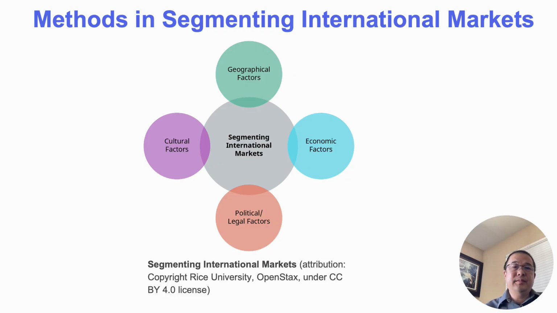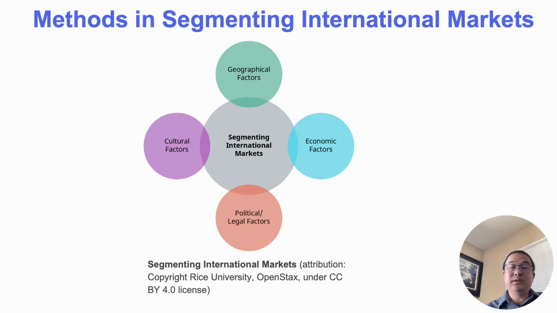Number three, political and legal factors. Companies group markets based on government regulations and legal systems. Important factors include trade regulations, taxes, import and export laws, consumer protection laws, and intellectual property laws. So as an example, TikTok and other technology companies must follow different privacy regulations in different countries.